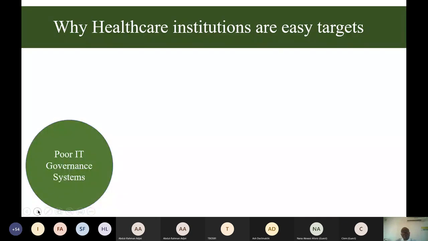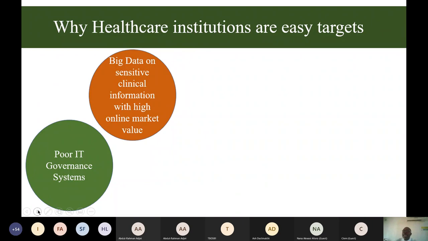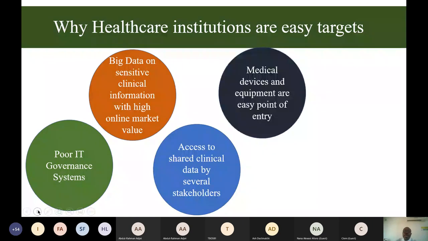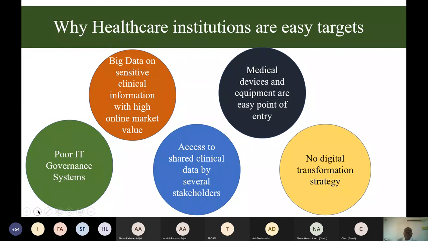So why are healthcare institutions juicy and easy targets? Bear with me, poor IT governance is a major issue when it comes to IT. First and foremost, I think healthcare is the least invested in when it comes to the use of technology. When you compare the healthcare industry with the banking industry, you realize that the kind of investment made into the use of technology in the banking sector is nowhere comparable with the health sector. It's so huge that we can't catch up, or we need to have an international strategy.